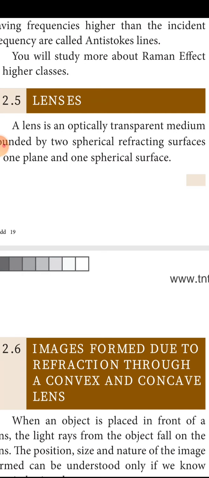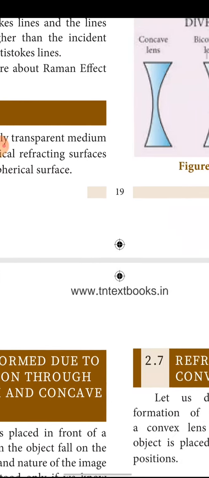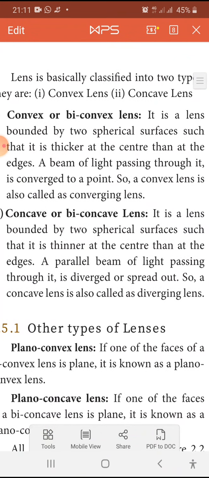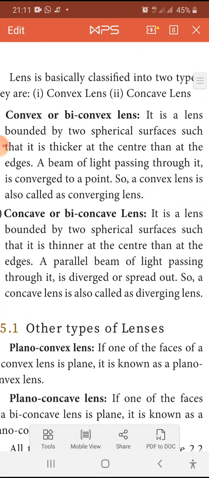There are two types of lenses. One is the convex lens and another one is the concave lens. In this, the convex can be biconvex and the concave can be biconcave. What is a convex lens? Already we studied that a lens is an optically transparent medium bounded by two spherical surfaces.